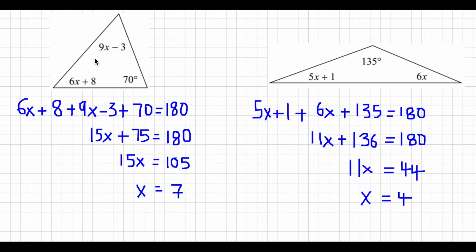So here are the solutions. The first triangle here, when you add all the angles, you solve for x, it's going to be equal to 7. And the second triangle, if you add all the angles, solve for x, it's going to be equal to 4.